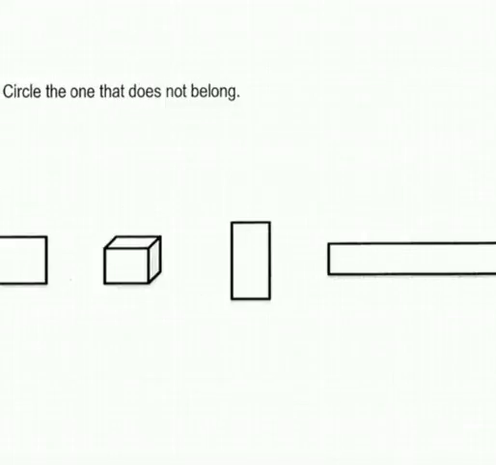Let's look at number 5. Number 5, circle the one that does not belong. So we need to look at the shapes and circle the one, just one, that does not belong.